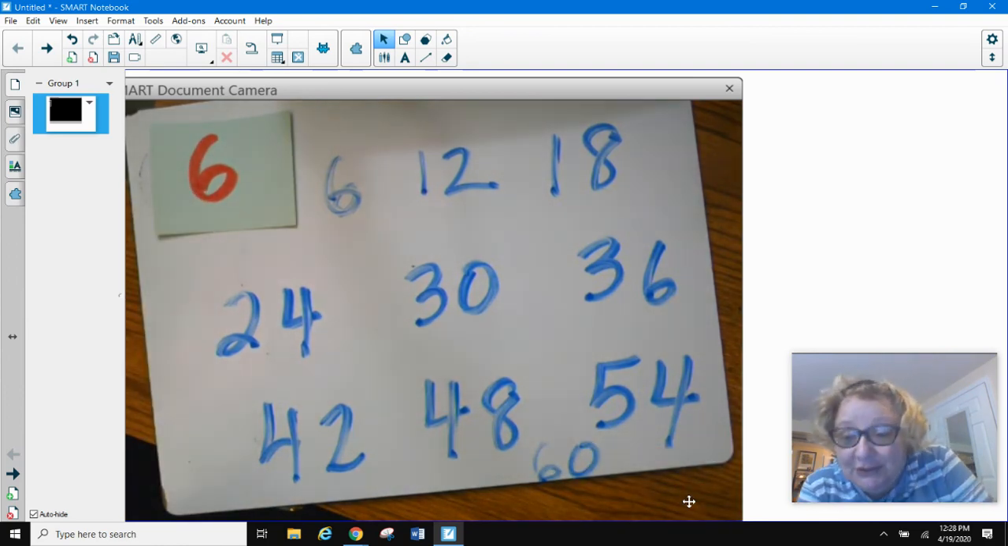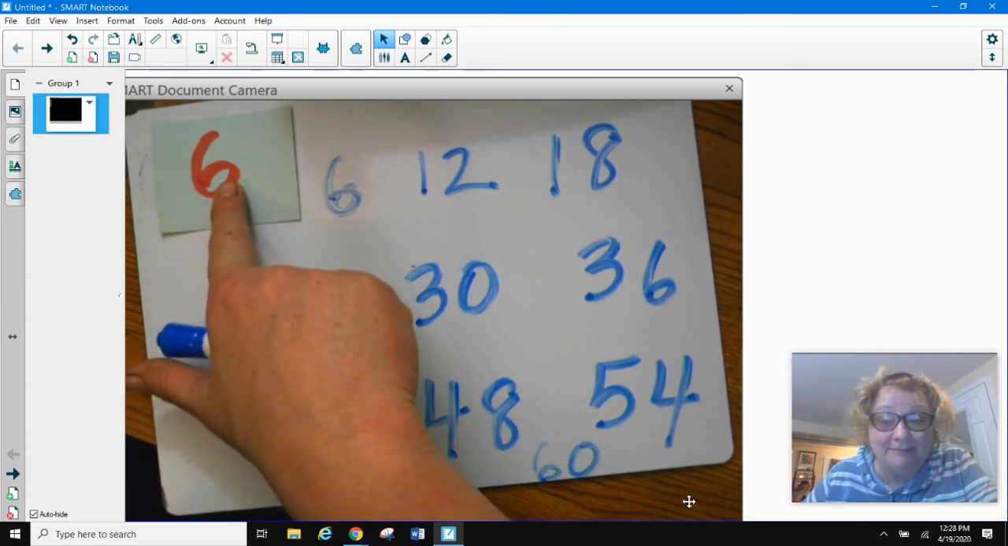Remember, multiples are associated with skip counting. It's all of the numbers that you get when you multiply that number by another number, okay?